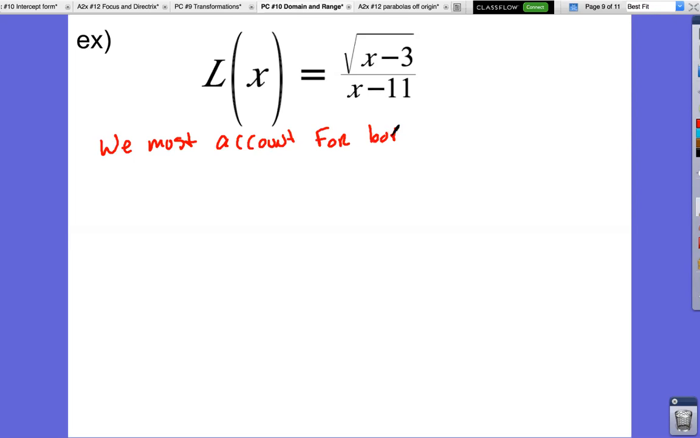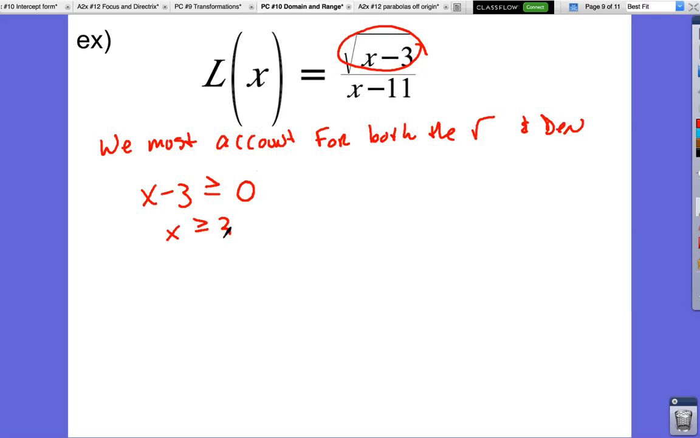For both the radical and the denominator. So let's do one at a time. Let's do the radical first. So I have x minus 3, it's under a radical, and if it's under a radical, how do I solve it? I set it greater than or equal to? Exactly. So the first part says x is greater than or equal to 3.